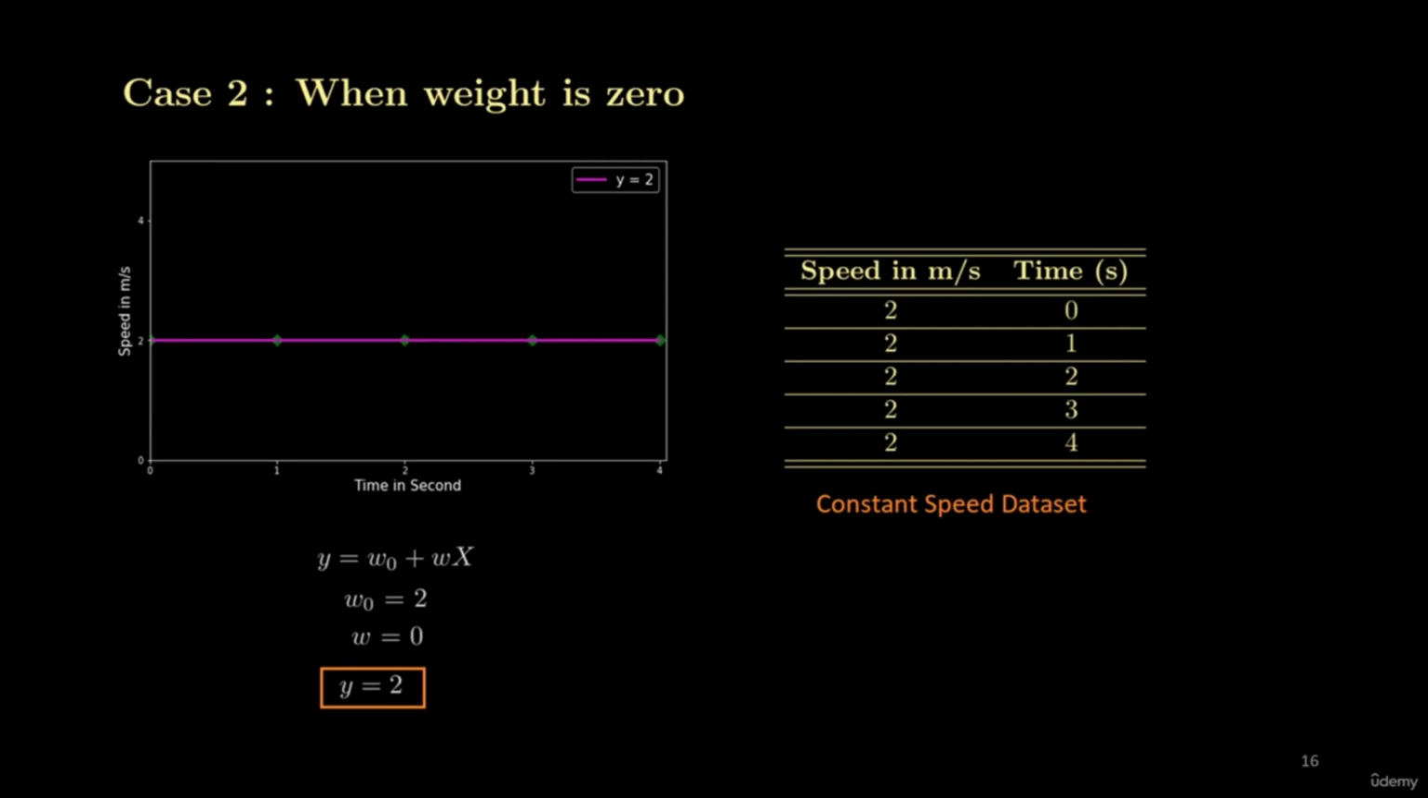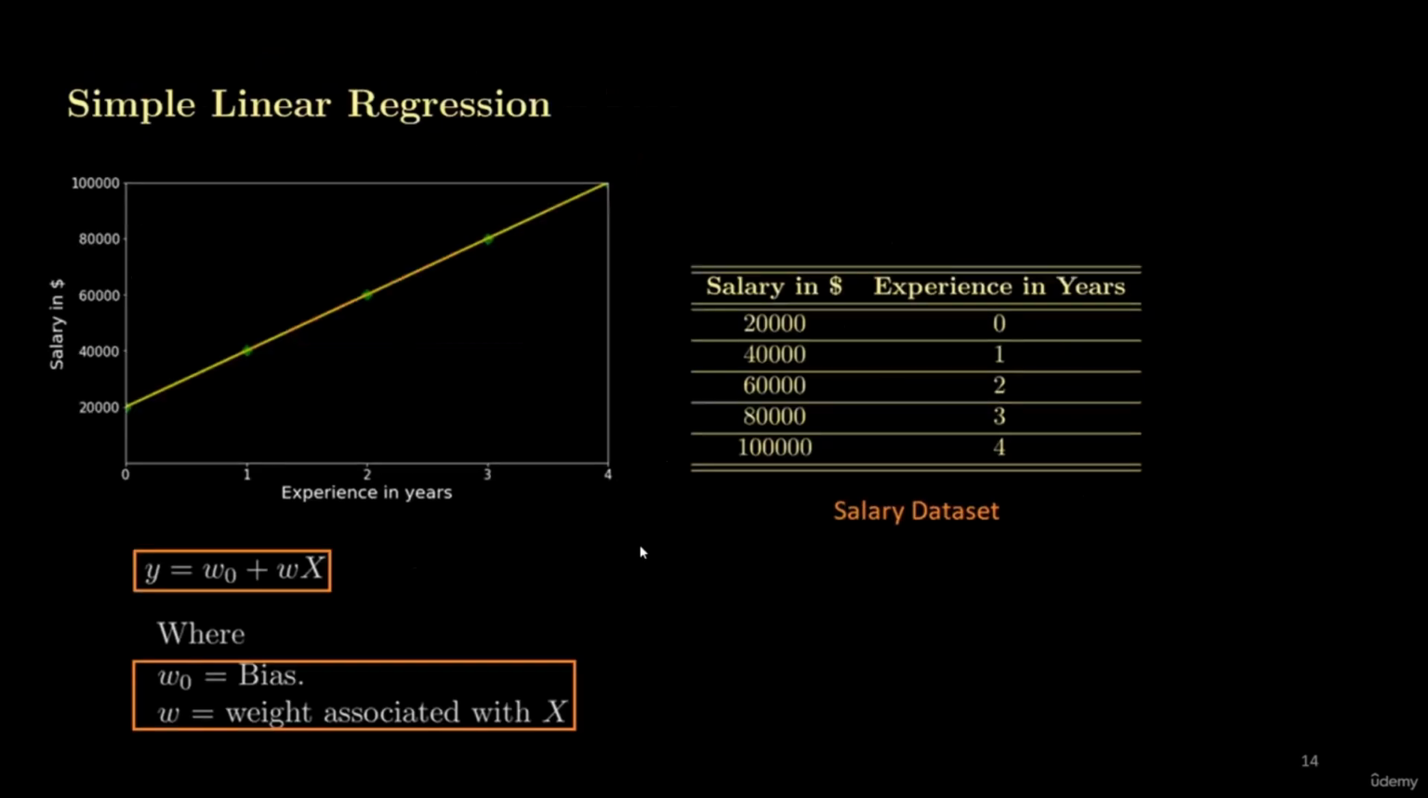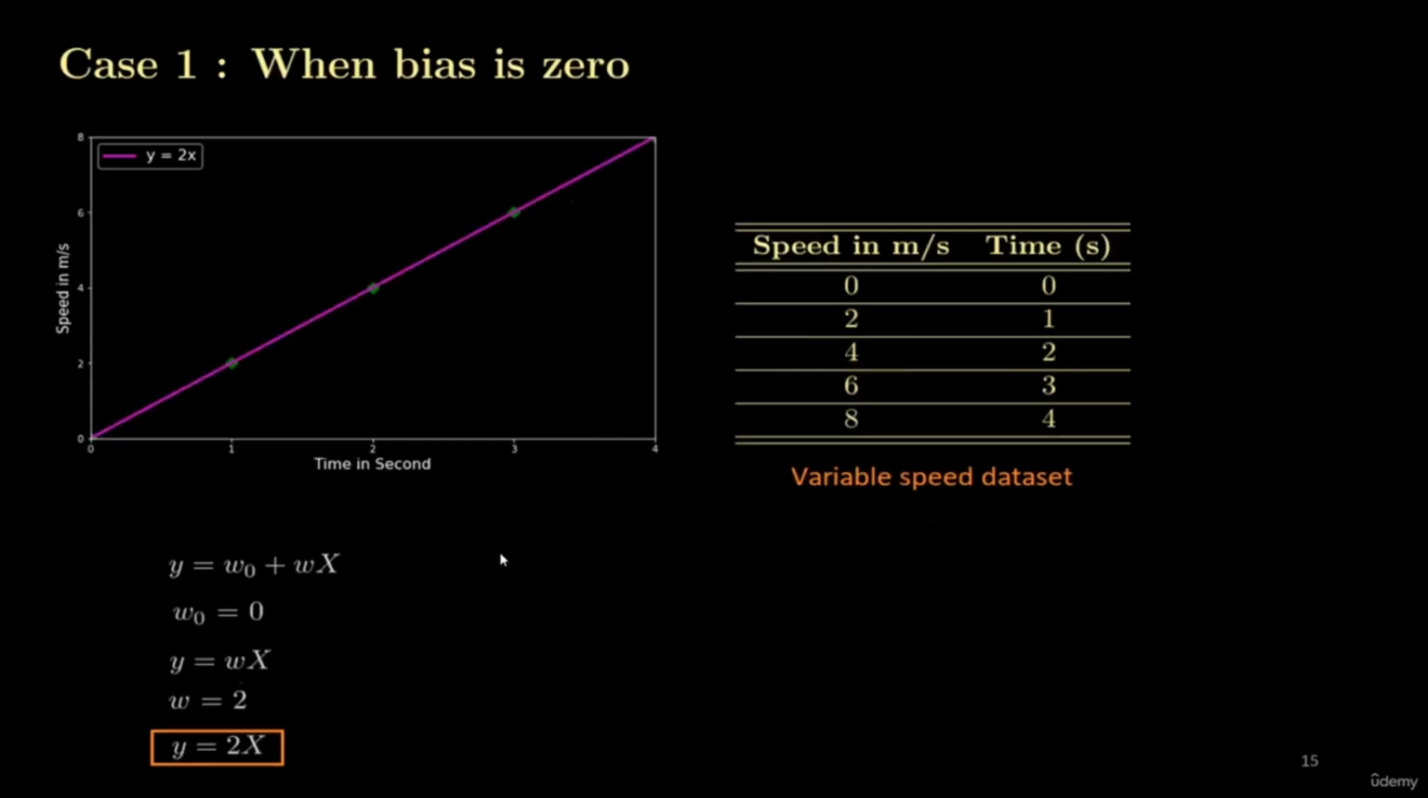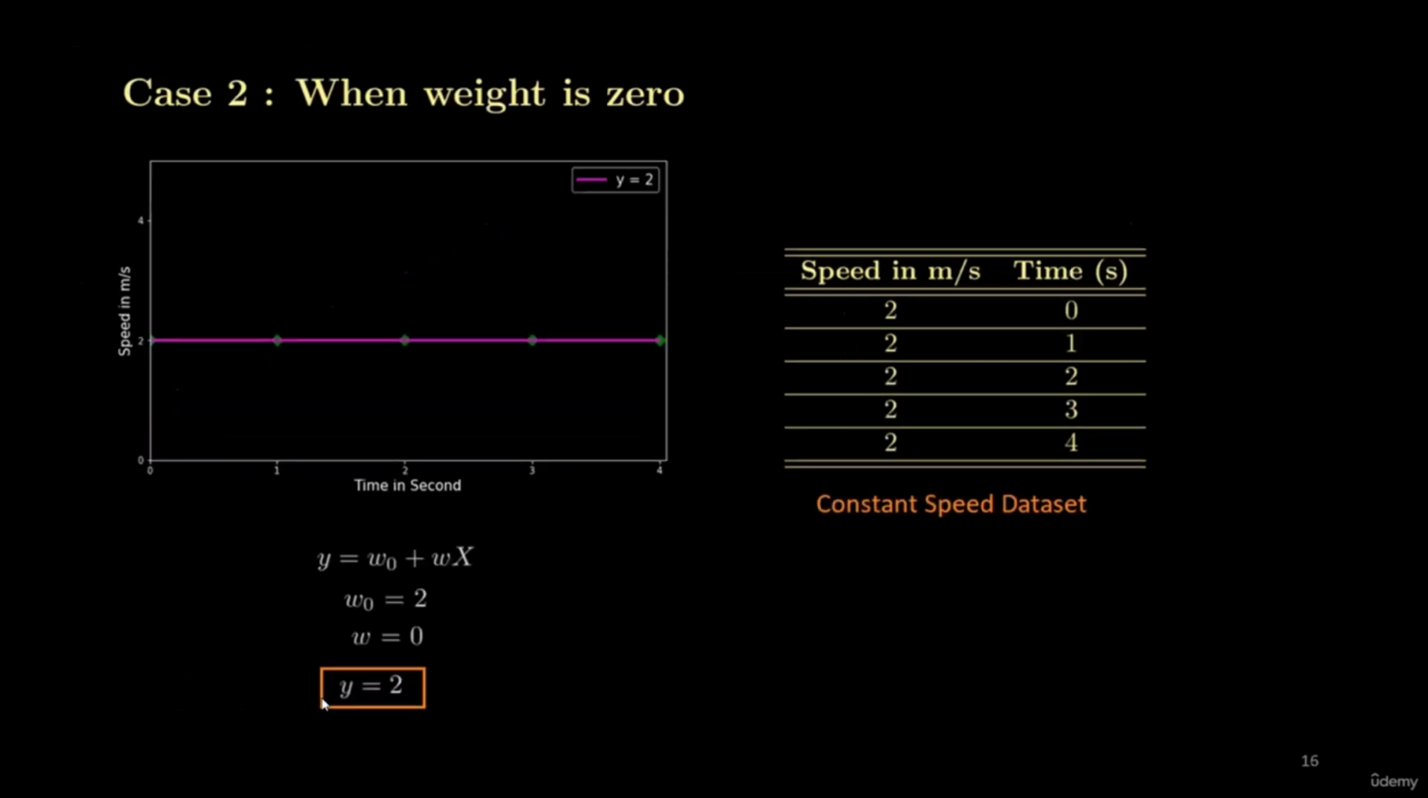So in this lecture, we learned about the basic definition of simple linear regression. We learned that if we have only one feature in our dataset, and if we perform regression on such a dataset, then that regression is called simple linear regression. Since in simple linear regression we have only one feature, we have only one weight. Then we discussed two important cases: when bias is equal to 0, what will happen to the equation of simple linear regression, and when weight is equal to 0, what will happen to the equation of simple linear regression.